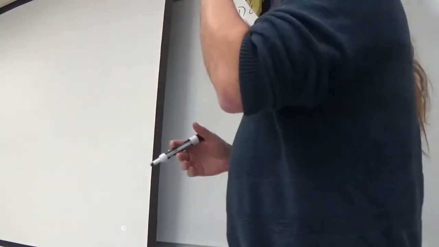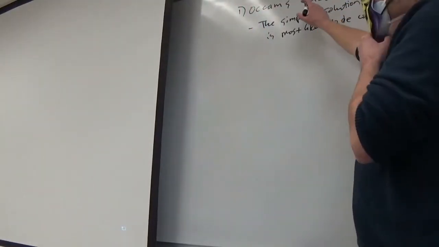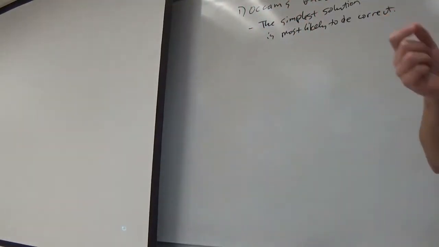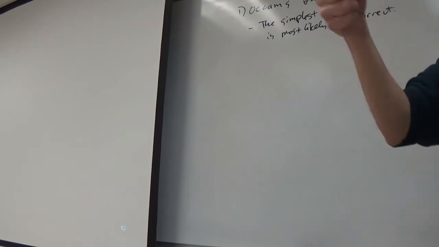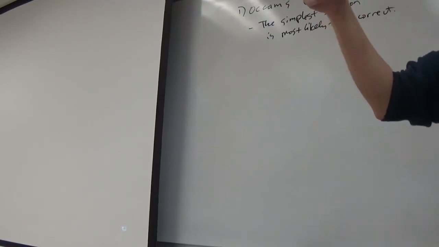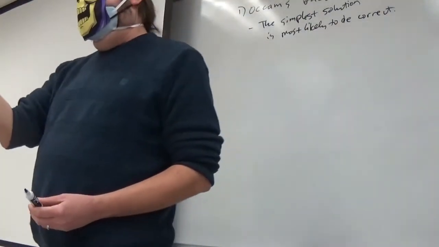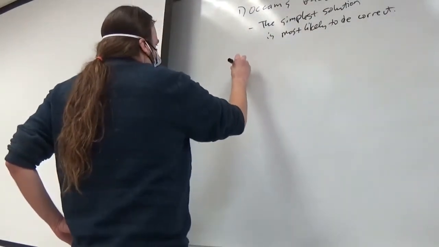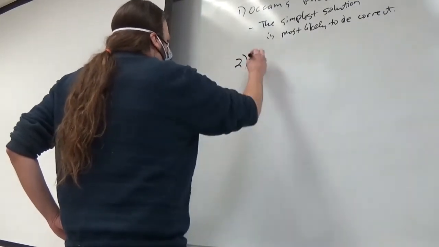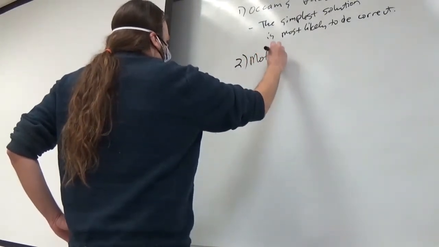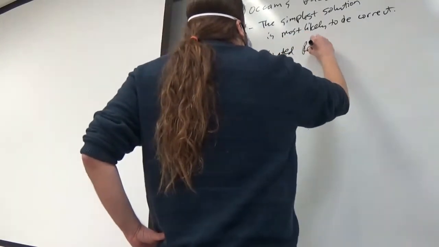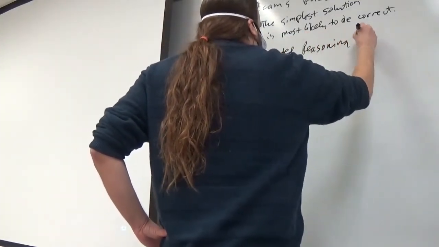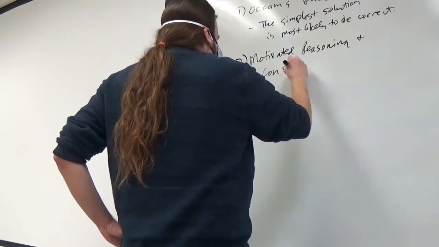So when we talk about Occam's razor, it's actually a good idea to think of this as a razor paring away the parts of an idea that are unnecessary, or the parts of an idea that are too complex to be workable. Now, another thing that we want to be careful of is what we call motivated reasoning and confirmation bias.